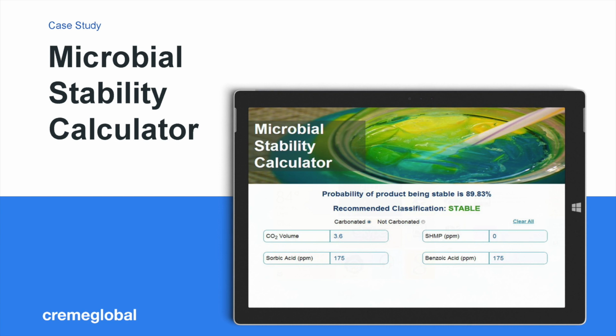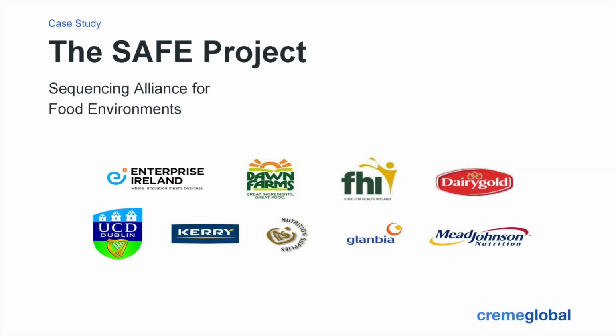Microbial Stability Calculator is a software developed for one of our clients for predicting microbial stability of carbonated and non-carbonated beverages. It takes as an input a number of parameters such as pH, carbon dioxide volume, and acid concentration. Using this data from the past and statistical methods such as logistic regression, the tool calculates the probability that the product will remain stable. So this microbial stability calculator can be used for modeling shelf life using the real data instead of long and tedious lab studies.